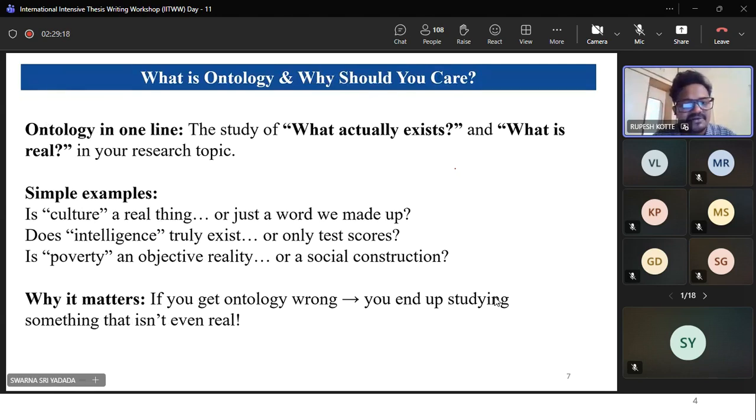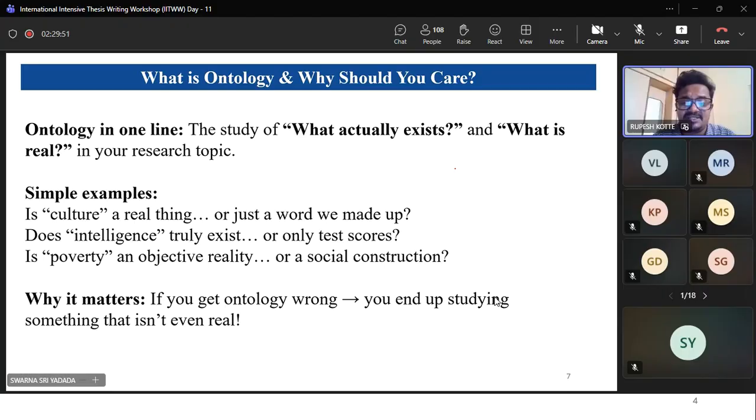So what is ontology? As we said, what actually exists? What is real in your research topic? Let's look at some very simple examples. We talk something about culture. Now we should understand that in sciences, the kind of research that we are doing is empirical, let's say quantitative, but when it comes to languages or literature or humanities, it's not the same.